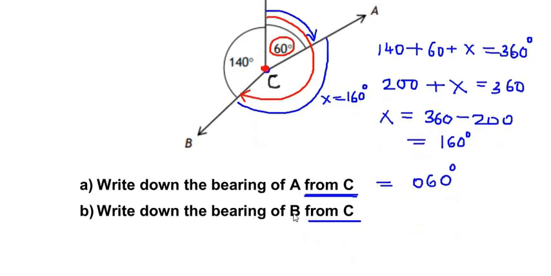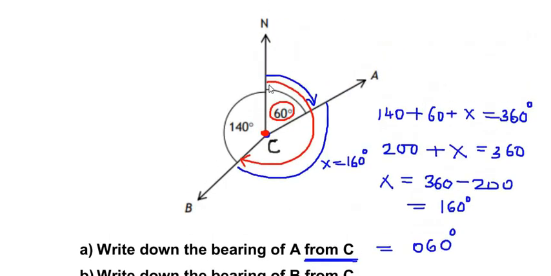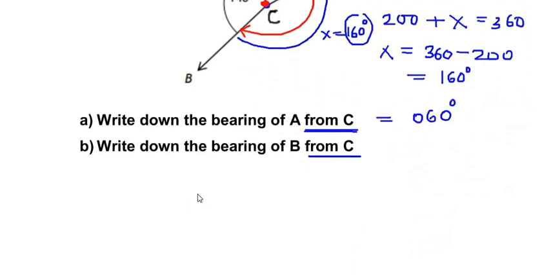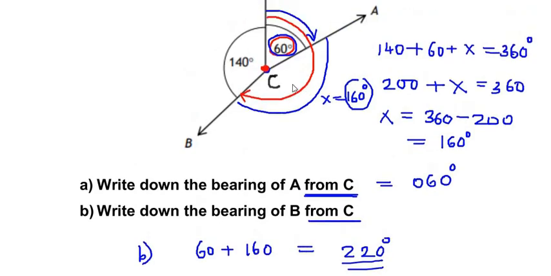So to find the bearing of B from C, that is this red line, moving from the north till we reach this point, we have the total angle as, here we have already got 60 plus this angle we have got as 160. So it's going to be 60 plus 160, that's going to give us 220 degrees. That is the bearing of B from C. This is part B. So it's quite easy to find the bearings if you understand the concepts thoroughly.